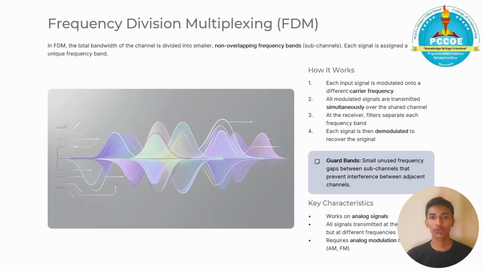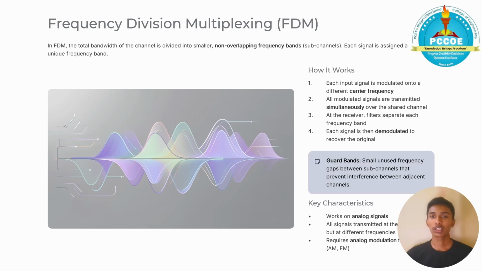Let's start with frequency division multiplexing, FDM. In FDM, the total bandwidth of the channel is divided into smaller non-overlapping bands. Each signal is assigned its own unique frequency band. Here is how it works. Each signal is first modulated onto a different carrier frequency. All these modulated signals are then sent simultaneously through the same channel. At the receiver side, filters separate each frequency band and then each signal is demodulated to recover the original.